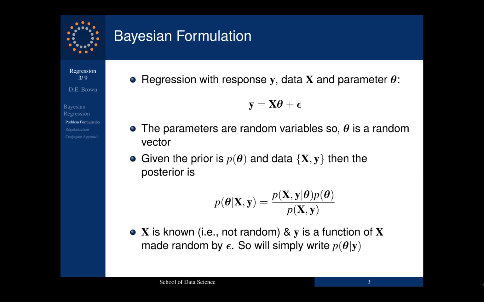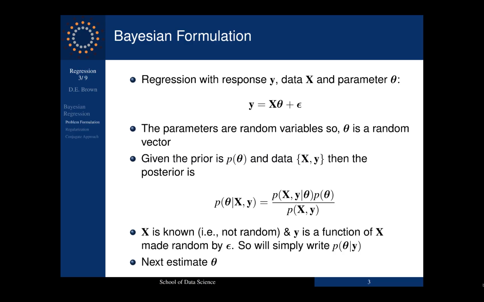So typically we know x, obviously that's our data matrix. It's not random. Y is a function of x, made random by this epsilon. So we're going to make our notation a little bit easier and simply write the posterior as a function of y. Although we know that the x values, the data matrix, is data that enters the problem space. This will just make our notation a little easier.